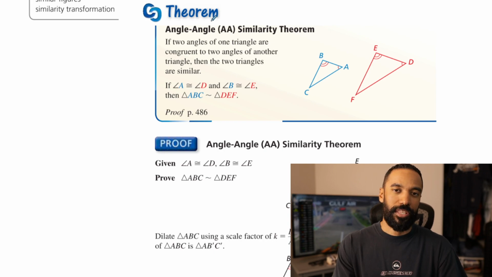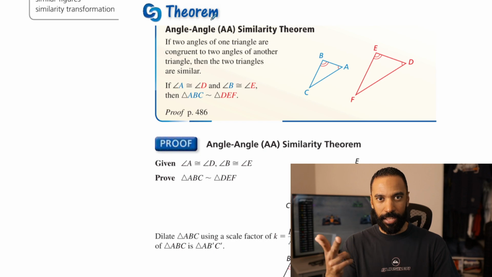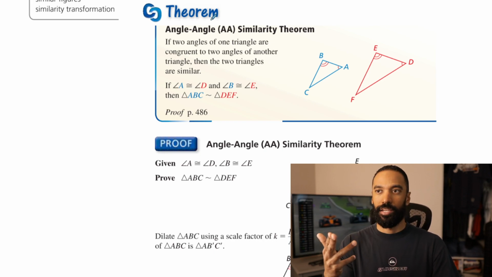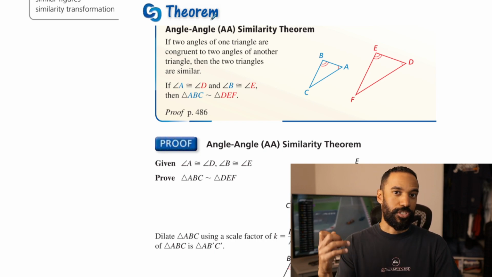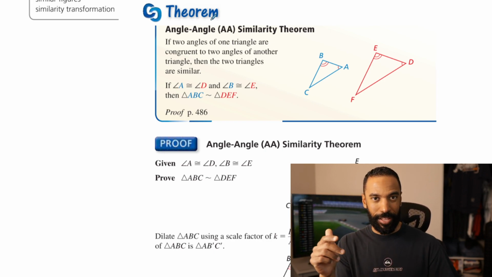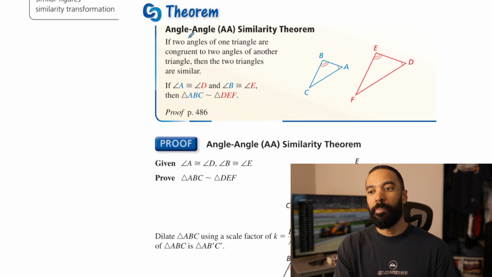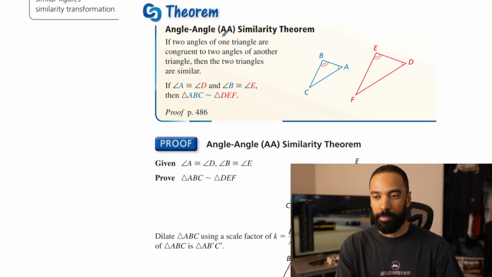Now, I did mention the triangle congruence stuff. You've heard of side-side-side, side-angle-side, angle-side-angle, angle-angle-side, and HL. There is no angle-side-side, and there is no angle-angle-angle for them as well. It is true for similarity, though, and here we have it. But it's basically the same concept that we're talking about here.